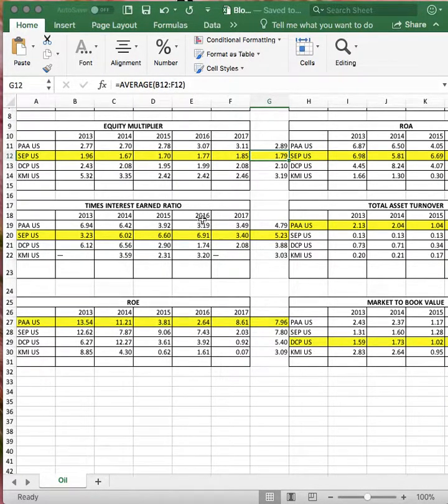Next is the times interest earned ratio. This is an indicator of a company's ability to meet the interest payments on its debt. The formula for times interest earned is the EBIT divided by interest. SEP had the best at 5.23, which means that SEP has the ability to pay its interest obligations 5.23 times.